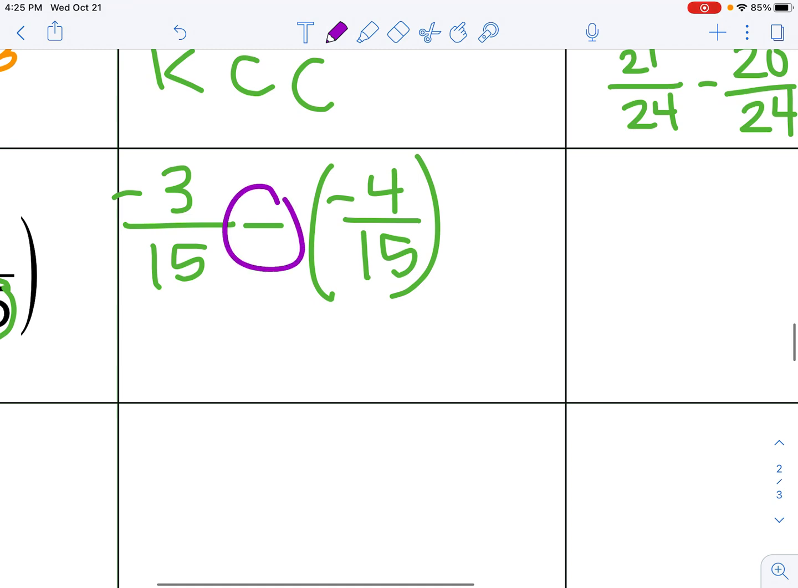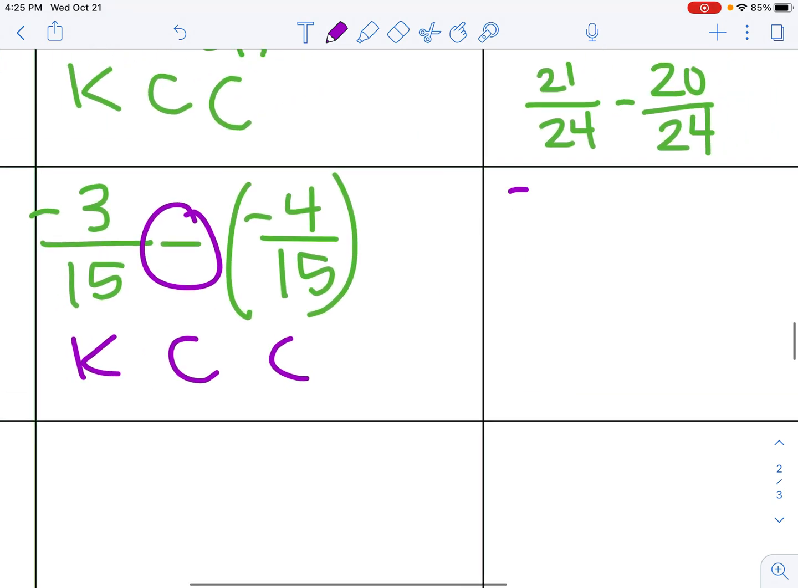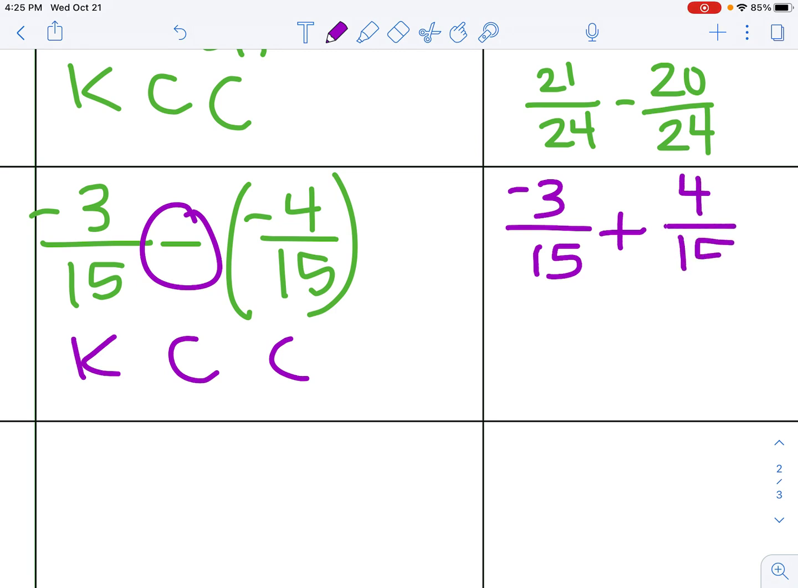Alright, now we need to do keep, change because I'm subtracting. So my negative 3 over 15 stays the same. Change my minus to a plus. Change my negative 4 over 15 to a positive 4 over 15.